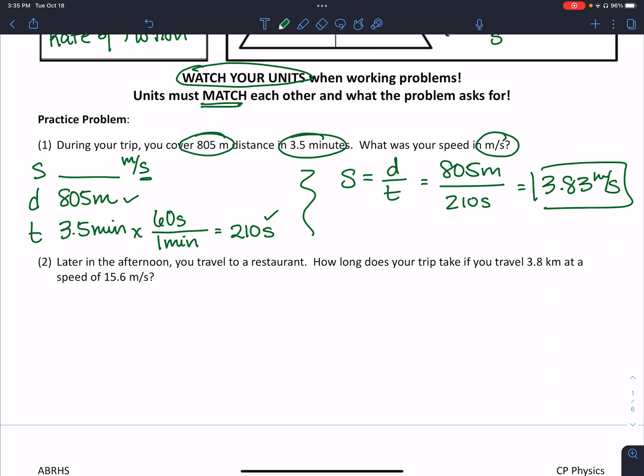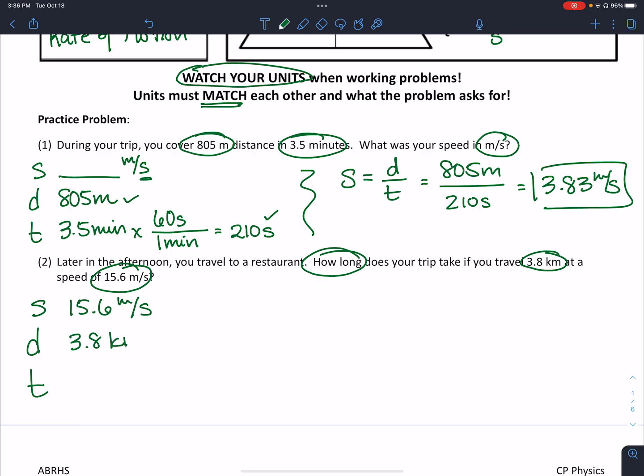Later in the afternoon, you travel to a restaurant. How long does your trip take if you travel 3.8 kilometers at a speed of 15.6 meters per second? So again, speed, distance, and time. This time we're given the speed at 15.6 meters per second and the distance at 3.8 kilometers. And we're asked how long, and that how long is the time it takes us to make this trip.